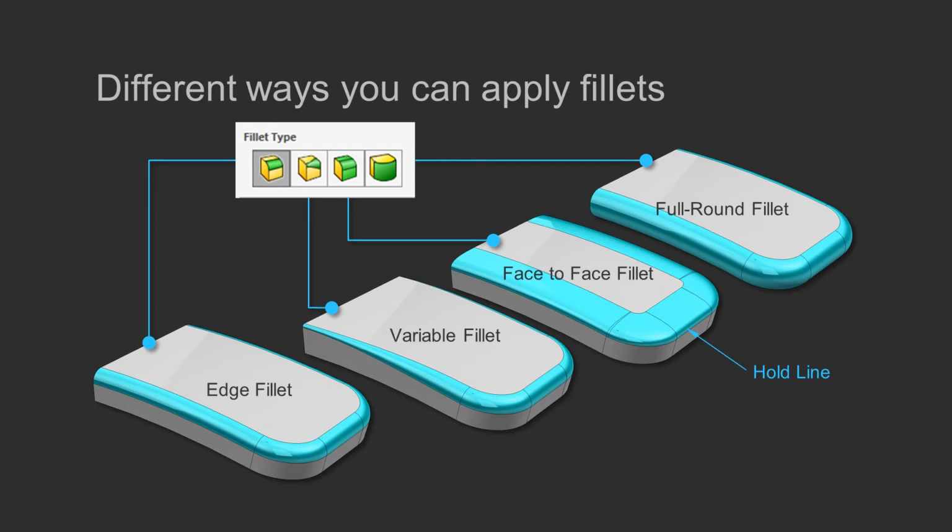The third type would be a face-to-face fillet. This one is where you can get pretty creative with hold lines, because you could define split lines on the part and then start to apply constant and C2 fillets and further define the shape of the fillet as it goes along the edge. And then the fourth would be a full round fillet, where you select 3 faces, and the distance between the first and last face determines the value of the radius.